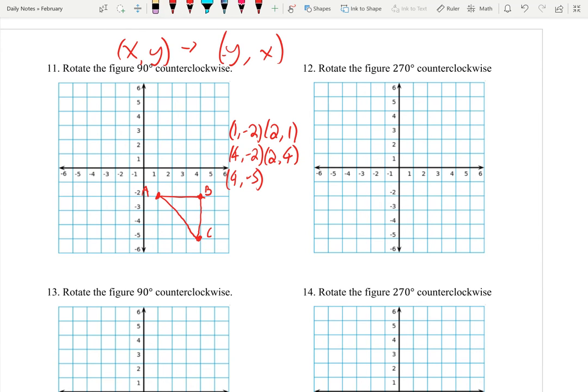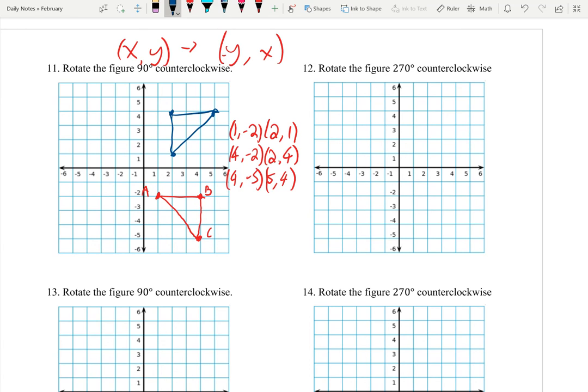Let me do this in blue, actually. Well, I'll graph them in a second. And the last one would become (5, 4). So let's plot those points and see if it worked. So we have (2, 1), which is there, (2, 4), which is there, and (5, 4), which is there. So yeah, I got the rule correct there.